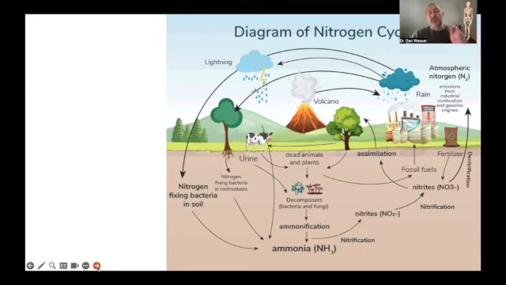So water and carbon and nitrogen are all types of nutrients that are cycled through an ecosystem, and they're indications of how healthy that ecosystem is.